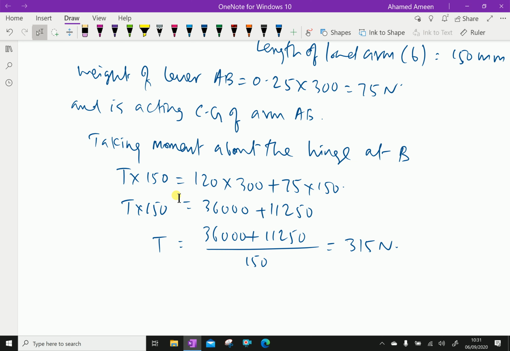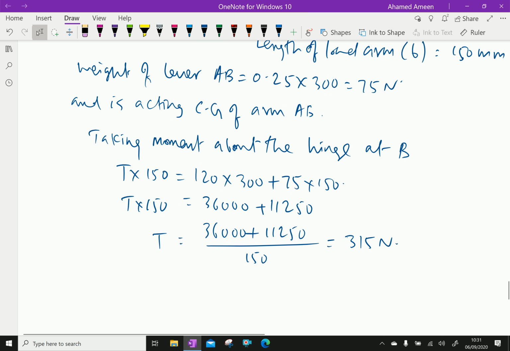We'll check one more time the calculation. 36,000 plus 11,250 divided by 150 equals 315 Newton. Here we got the tension in the spring.